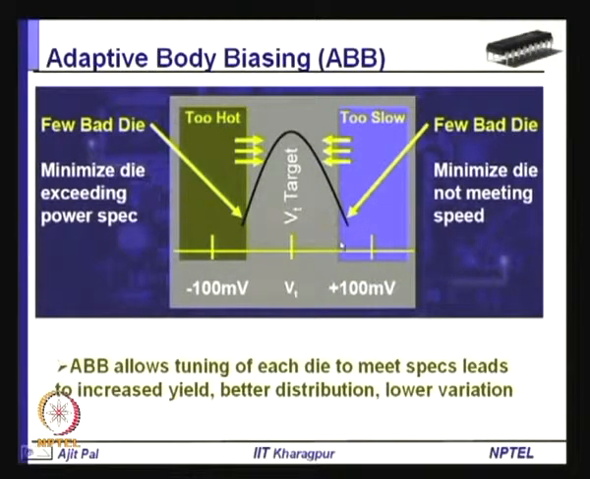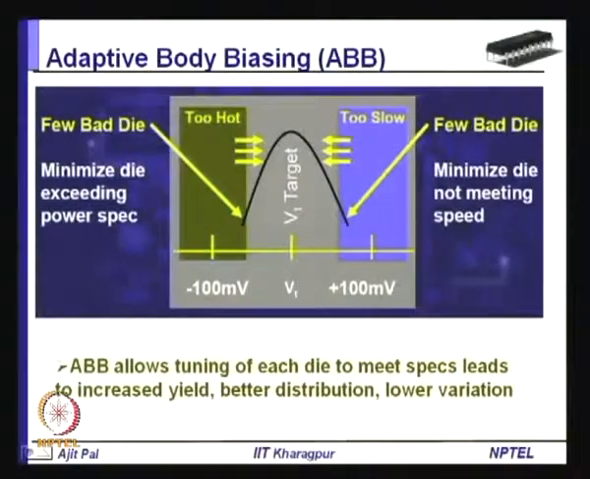Similarly, if the device is too slow, then you can increase the body bias, that means you can use forward body bias, and you can improve the performance. So, we find that adaptive body biasing allows tuning of each die to meet specs, which leads to increased yield. What you are doing, after the fabrication has been done, is providing each die with a different body bias. This can be done in two ways. The entire die can have a single body bias, or different parts of the die can have different body bias, as we shall see.